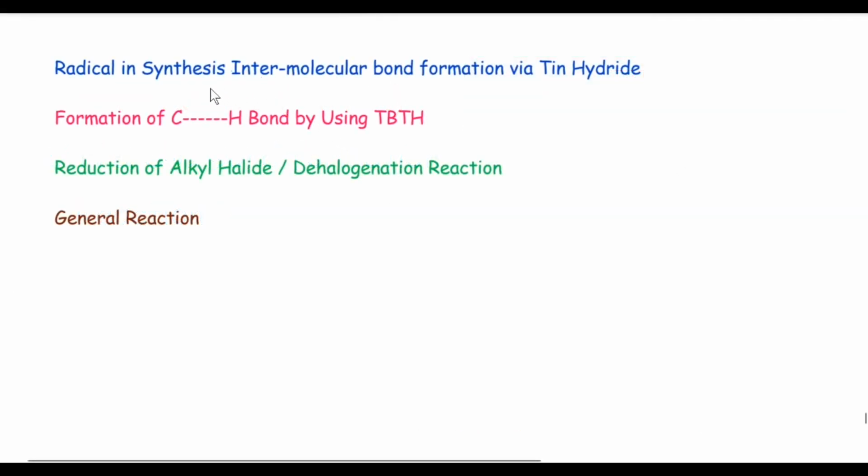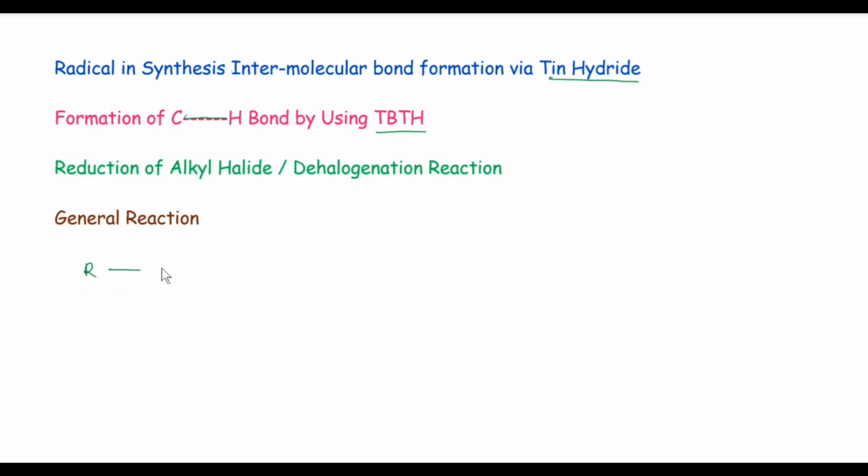Now, we are going to discuss radical intermolecular bond formation in synthesis via tin hydride, that is, formation of the carbon-hydrogen bond by using TBTH, that is reduction of alkyl halide, which is also called dehalogenation reaction. So first let us see the general reaction.